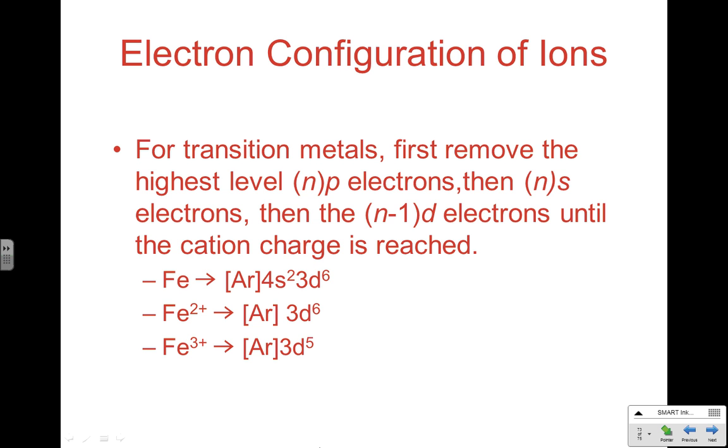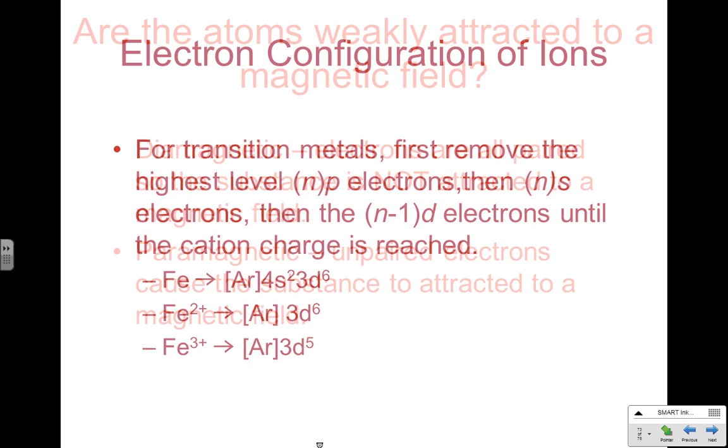Well, we can also form stable iron ions when removing 3 electrons. And that would end up giving us then argon 3d5. So remember, we would first pull from p's, then from s's on the highest level, and then finally we would pull from an inner level d, which is what we did here.